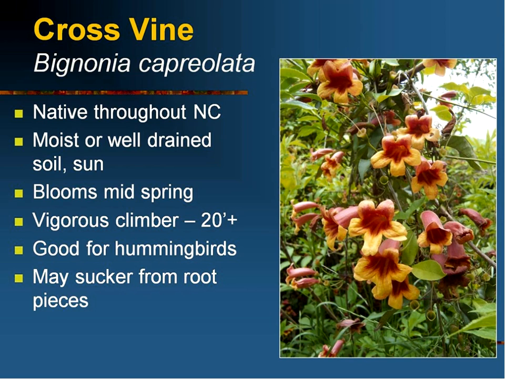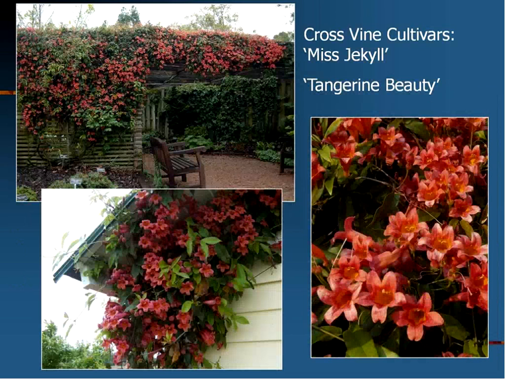Now, you do sometimes find just the wild form, which is the red and yellow. But more often when you go to a nursery, what you find are one of the varieties, such as Miss Jekyll or Tangerine Beauty. In fact, Tangerine Beauty is probably more readily available than Miss Jekyll. But these are both an apricot peach, kind of more of a solid colored variety. And there are some yellow ones. There's a solid yellow form. There's a solid, more of a dark red form. So there are some different varieties out there if you get looking.